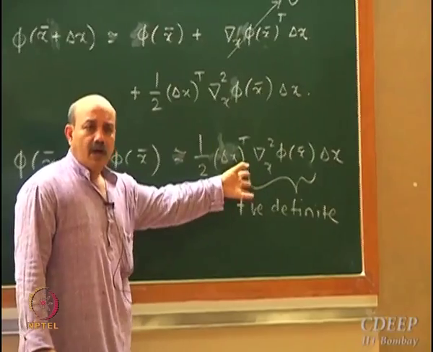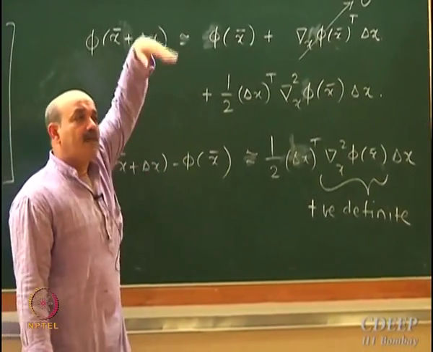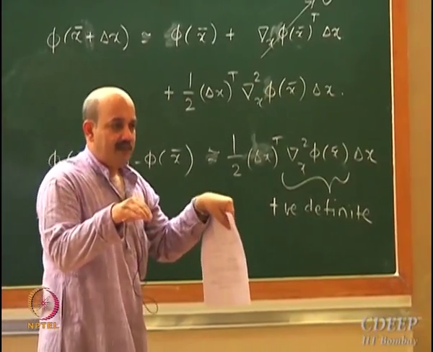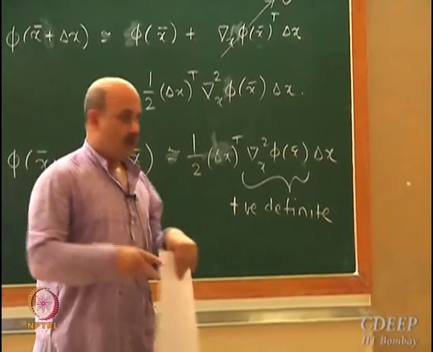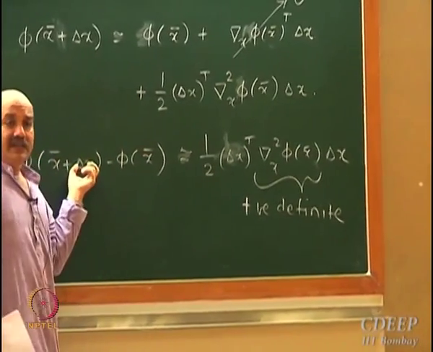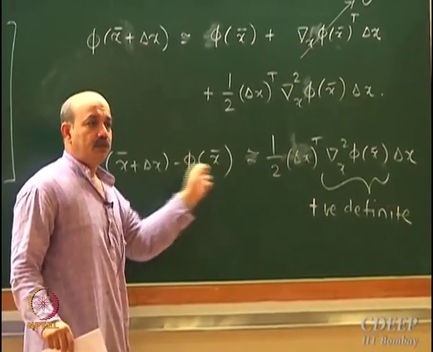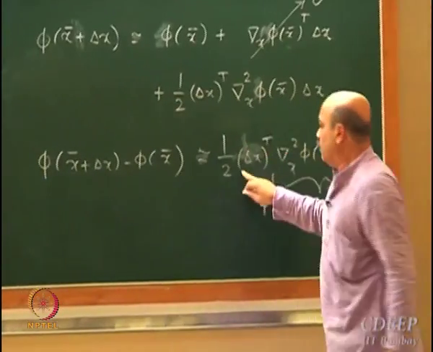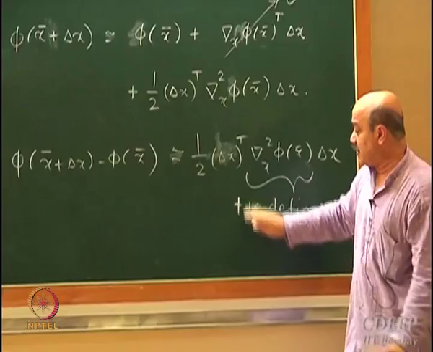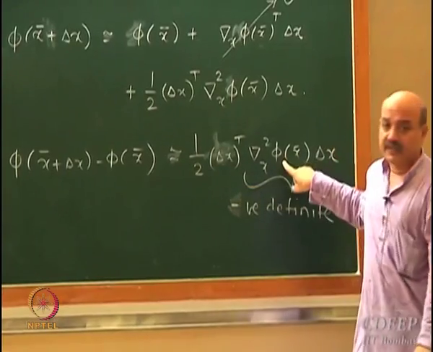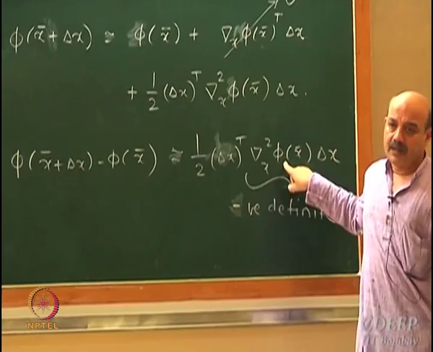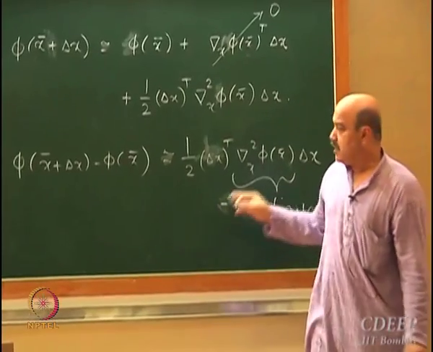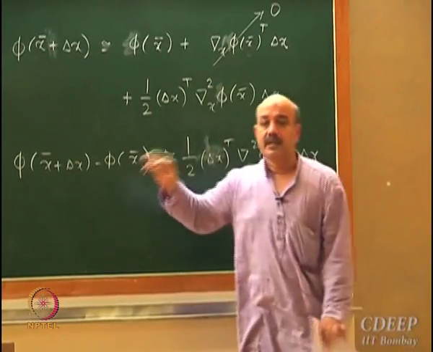Now, the other way around. If x bar is a maximum, you are at a peak. What should happen? Any way you move, the height will decrease. So if I make any movement delta x from x bar, this difference should be negative. When will that happen? For any delta x, that is very important. That will happen if this Hessian matrix is negative definite. Then I am sure that any which way I move, this is going to be negative. So x bar is a local peak.